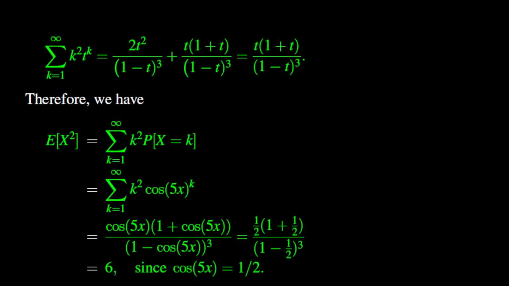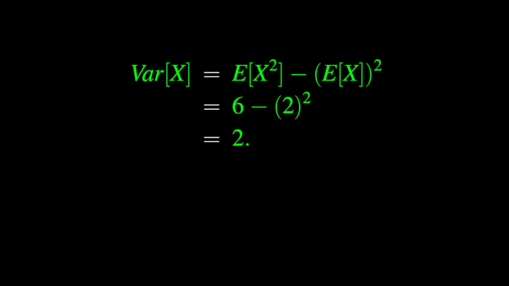We then apply the formula in order to simplify the expectation of X squared. It comes that E of X squared is equal to 6, since cosine of 5x is equal to 1/2. Finally, Var of X is equal to E of X squared minus the square of E of X. Thus, the variance of X is equal to 6 minus 4. In sum, the variance of X is 2.